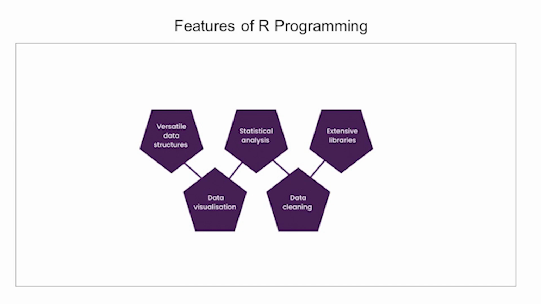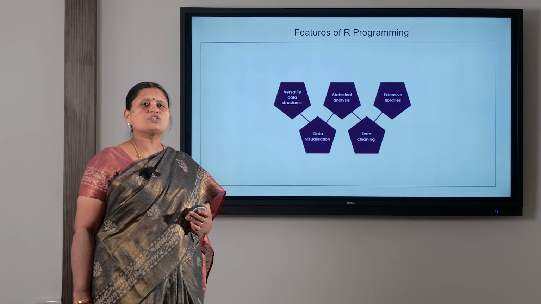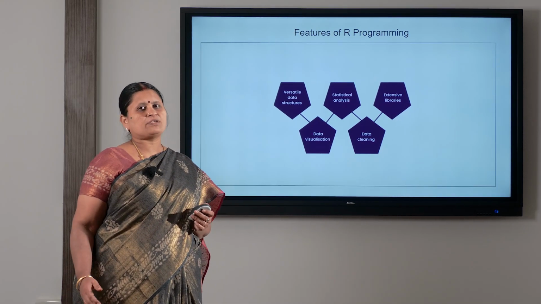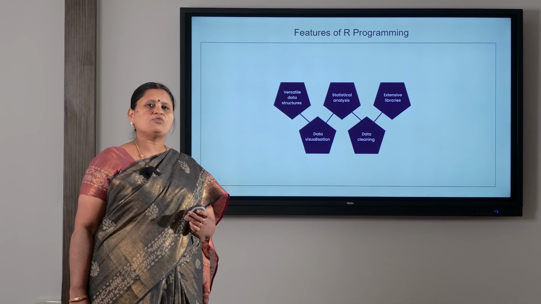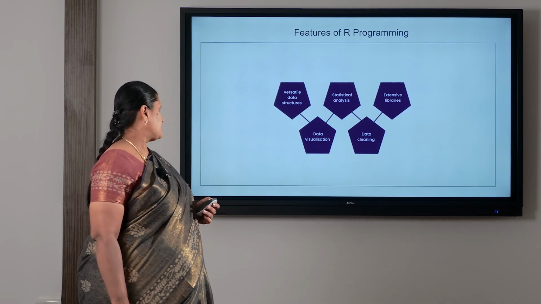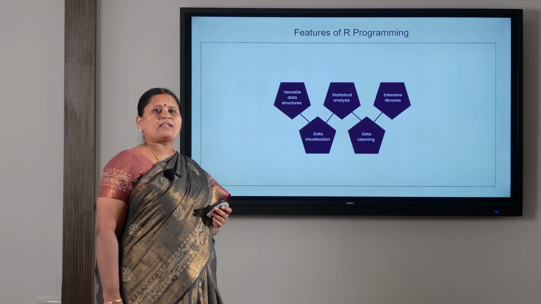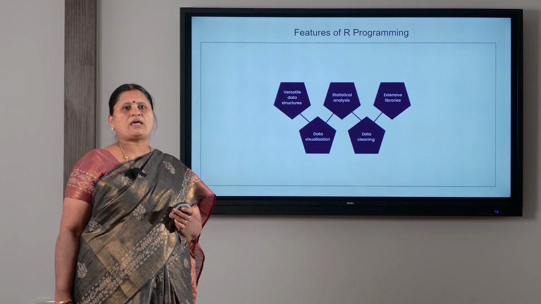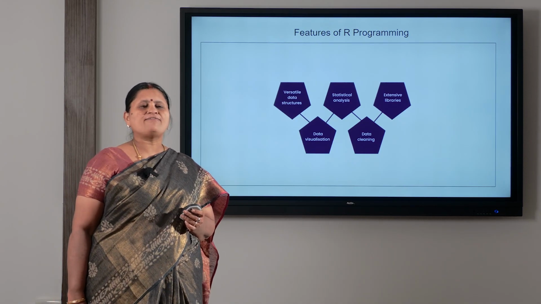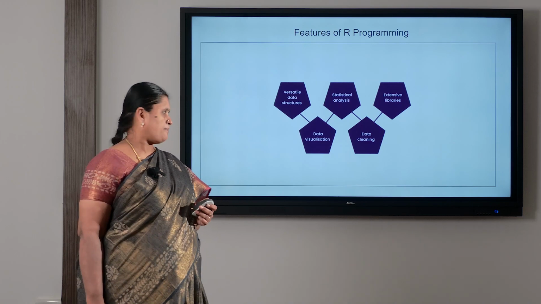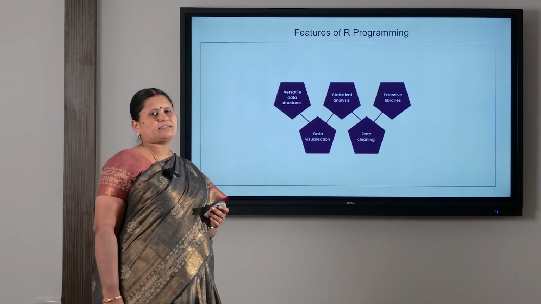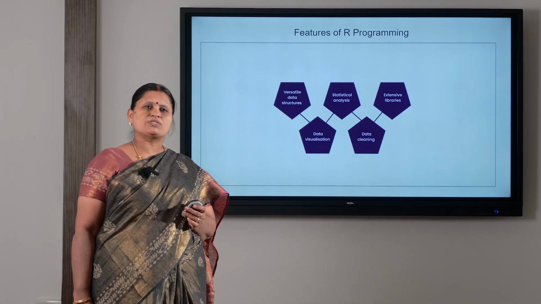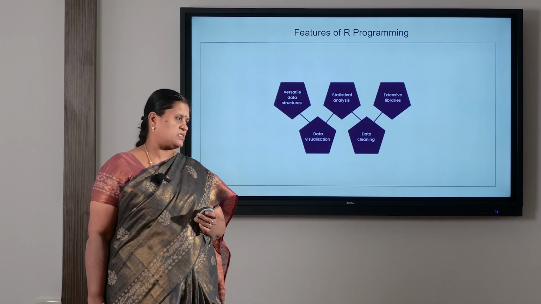Versatile data structures refers to the different set of data structures available in R programming, which facilitate storing and retrieving different kinds of data that can be used for statistical analysis. Next one is statistical analysis, where, for example, we want to calculate mean, median, standard deviation and other statistics. We have a lot of built-in functions to enable them. The third one is data visualization. The output or the report we want to generate can be visualized using plots, graphs and charts.